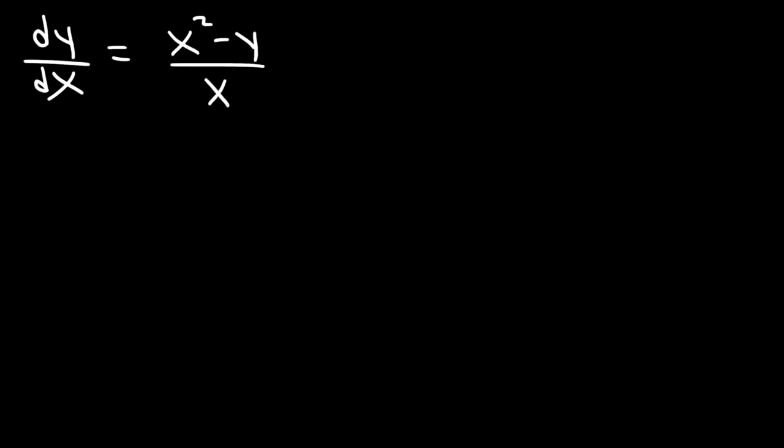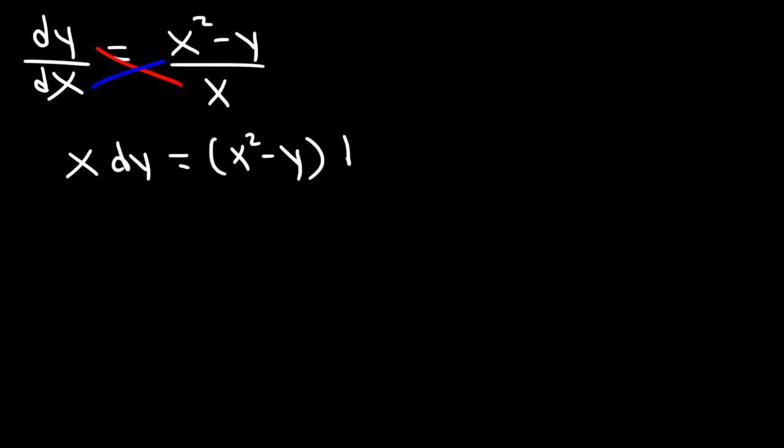Now let's move on to our last question. So let's say we have dy divided by dx, and it's equal to x squared minus y divided by x. What do we need to do in order to solve this differential equation? We need to cross multiply. So first we have x times dy, and that's equal to x squared minus y dx.